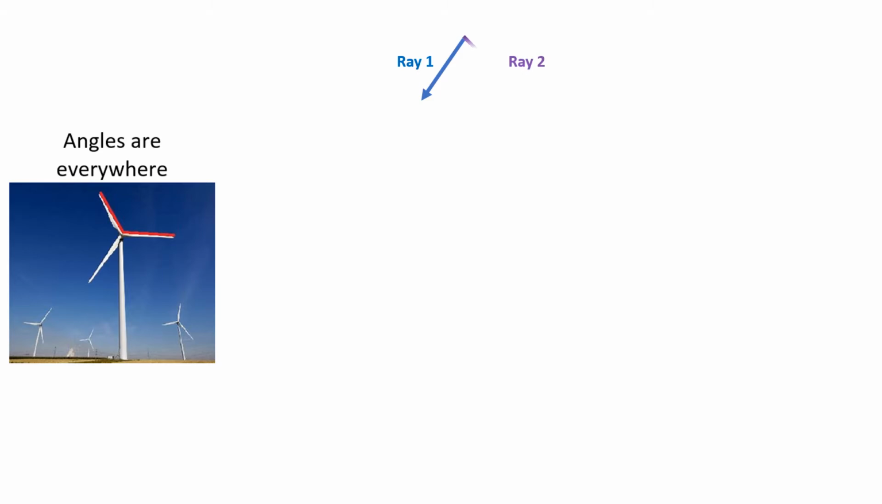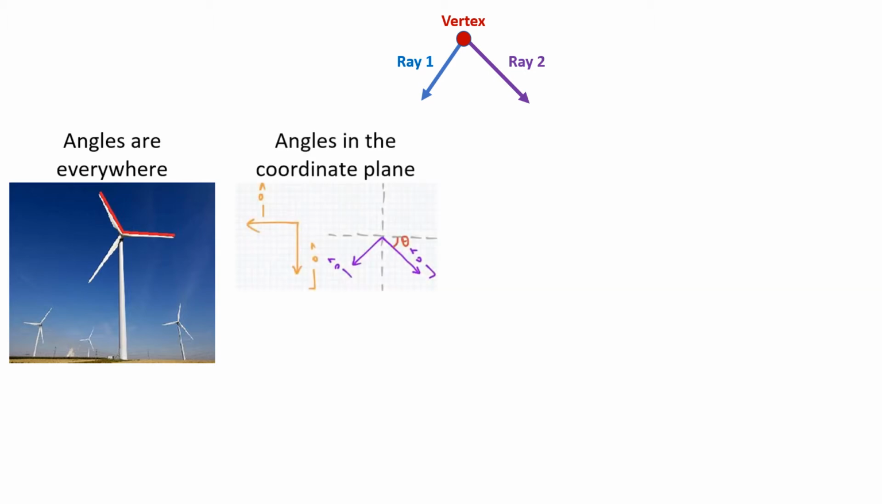They're created with two rays that share a common vertex. So we have ray 1, ray 2, and we have a vertex. But they can spin, they can be anywhere throughout the world. And so in order to analyze them a little bit more carefully throughout the ages, we've decided to place them in the coordinate plane, a two-dimensional plane for a two-dimensional figure, an angle.